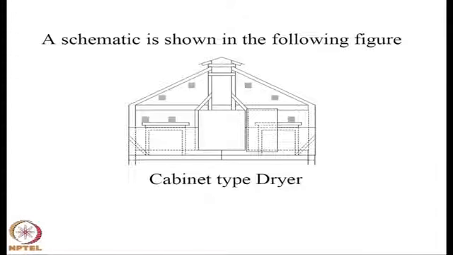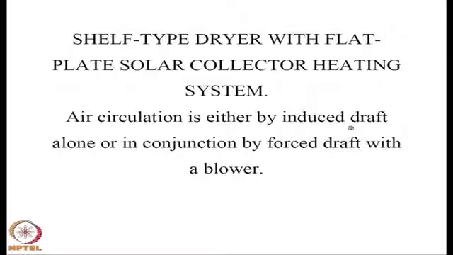So, whatever I have described could be a cabinet type of dryer. As you can see here, these may be glass roofs, and various arrangements can be thought of for putting the product. So, this is essentially a cabinet type of dryer, which I have shown one side of, and a shelf type dryer with flat plate solar collector heating system.